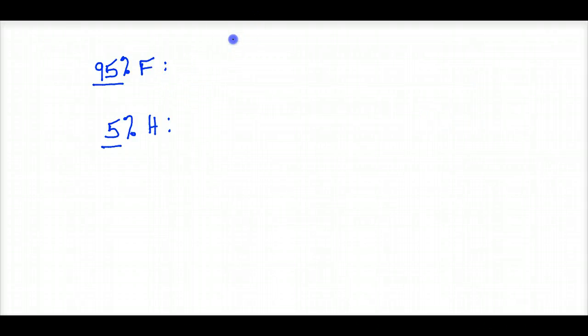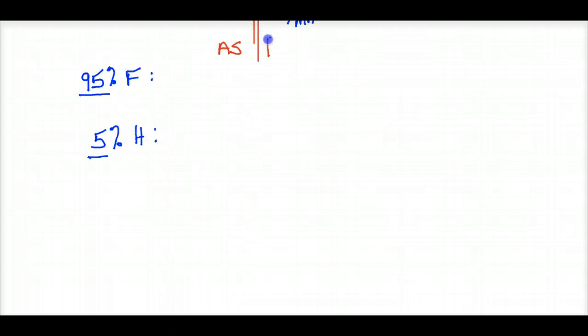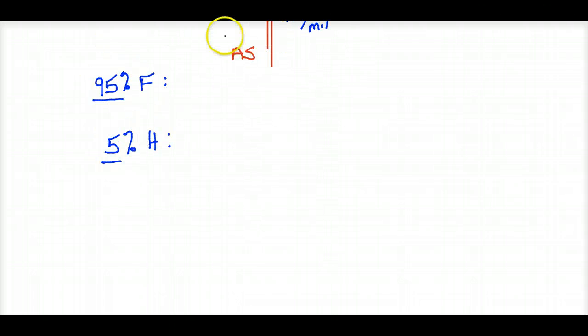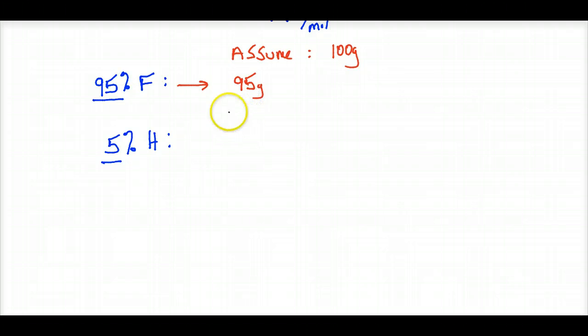We're going to assume something. We're going to assume that we have a 100-gram sample. When I do that, this immediately gives me 95 grams of fluorine. Why? Because 95% of 100 is 95. This gives me 5%. So 5 out of 100, 5 grams of hydrogen.